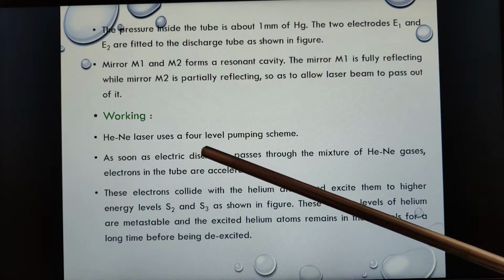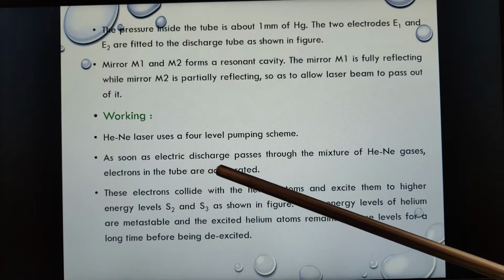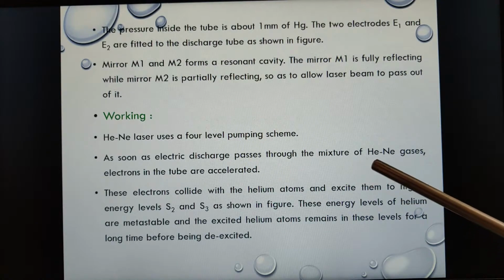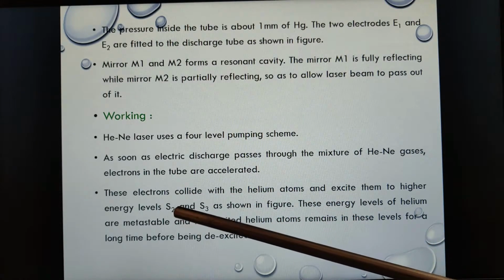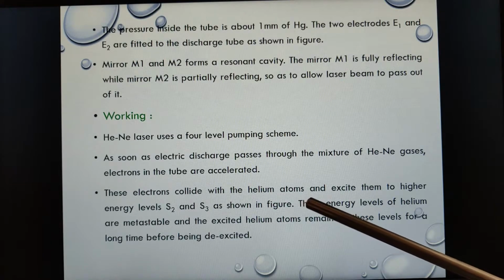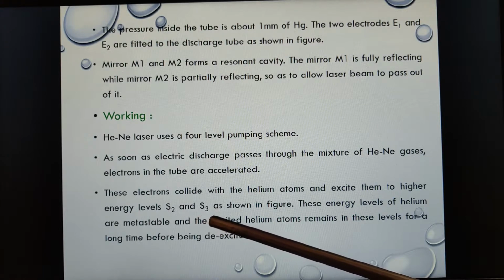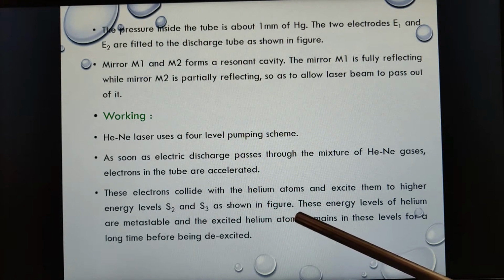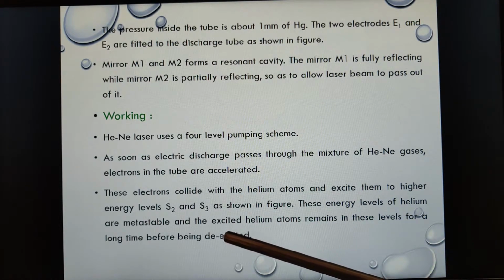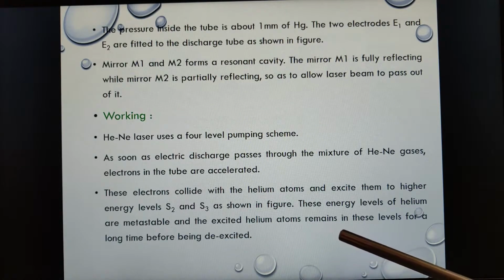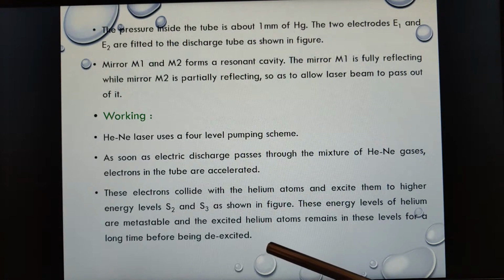The helium neon laser uses a 4-level pumping scheme. As soon as an electrical discharge passes through the mixture of helium and neon gases, electrons in the tube are accelerated. These electrons collide with the helium atoms and excite them to higher energy levels S2 and S3 as shown in the diagram. These energy levels of helium are metastable, and the excited helium atoms remain in these levels for a long time before being de-excited.